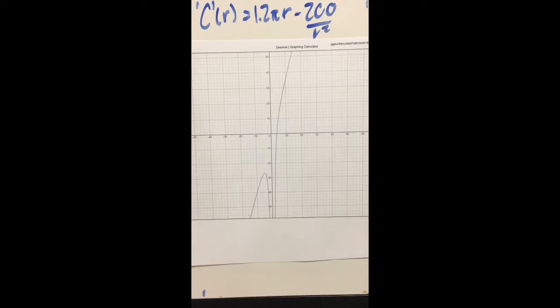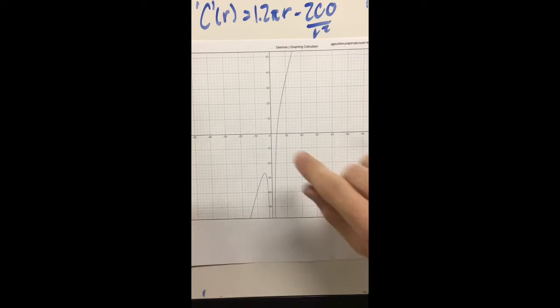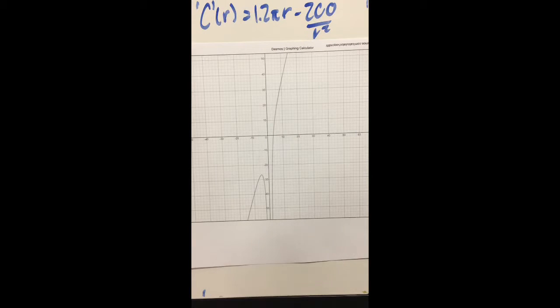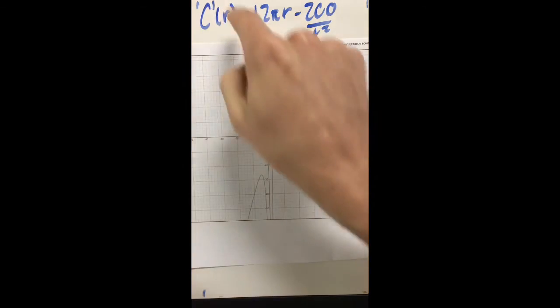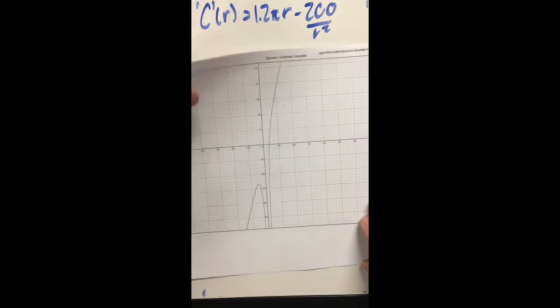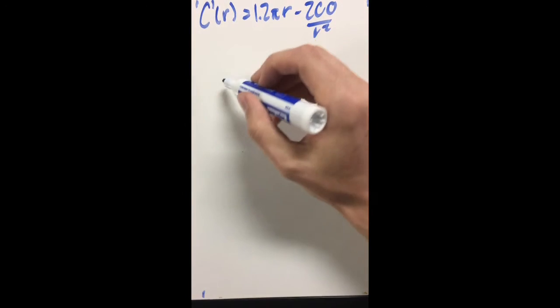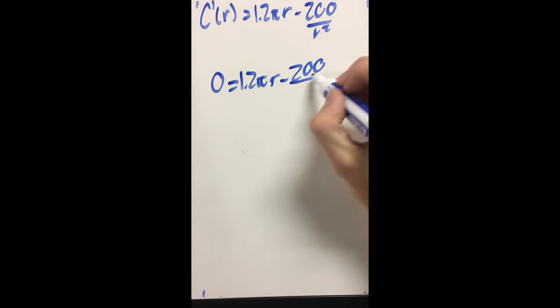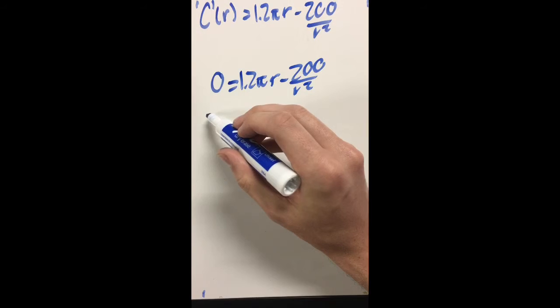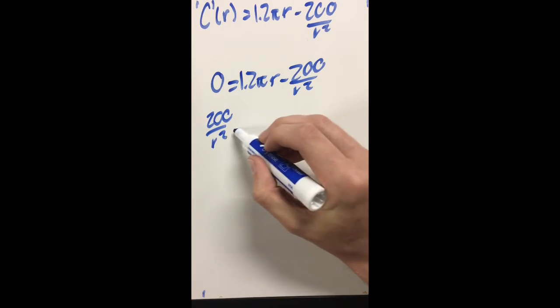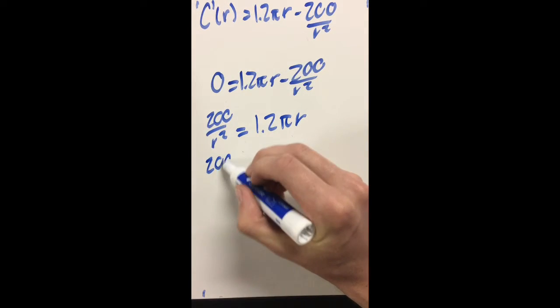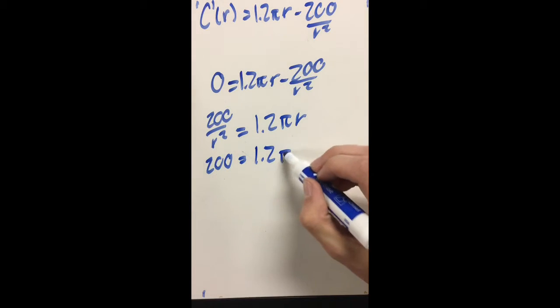Now that we have the derivative of the function, we want to find where it equals 0, which we can see is right here. At this point is where the cost of producing the can will be the least. So we want to put 0 in for our derivative and then solve for r. So 0 equals 1.2 pi r minus 200 over r squared. So 200 over r squared is equal to 1.2 pi r. So 200 is equal to 1.2 pi r cubed.